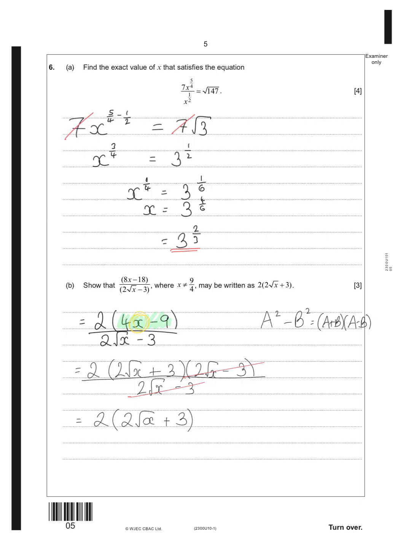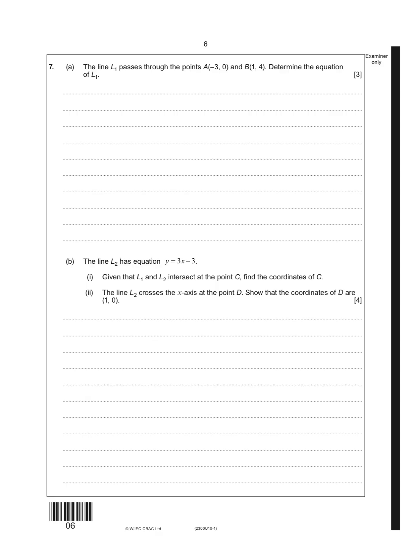Okay, now there are other ways to get there. I think the very first time I did this, I tried to rationalize the denominator by multiplying top and bottom by 2 root x plus 3. And I think there is some merit to that, but I found this way a little bit easier. Okay, moving on to the next question.